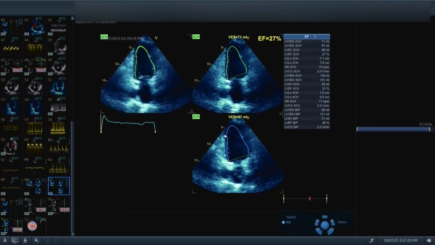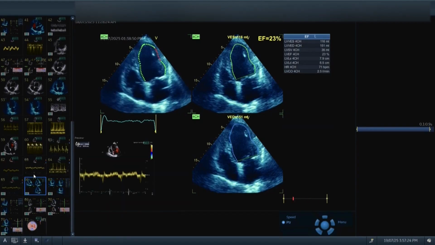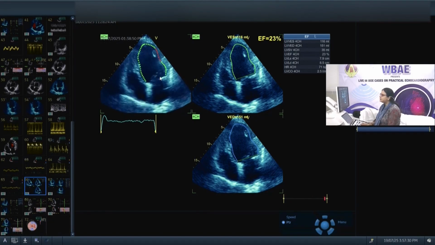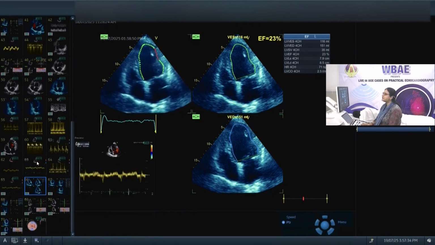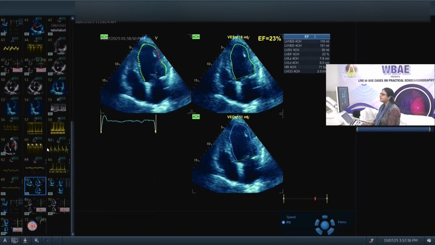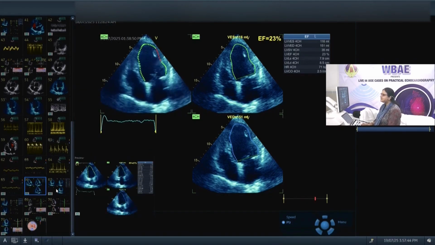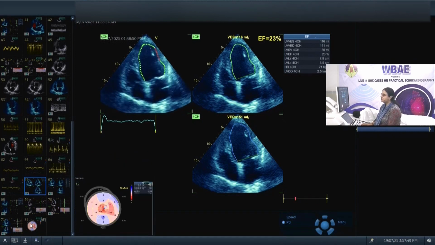But we have a clear idea that this patient has dilatation of the LV cavity with reduced systolic function. And here, when we were assessing this patient, we can easily see that there is no regional wall motion abnormality. There is a global systolic dysfunction. We have examined this patient in parasternal long axis, parasternal short axis, apical 4-chamber, apical long axis, and apical 2-chamber views. And in all these views, we could ascertain that this patient has no regional wall motion abnormality.